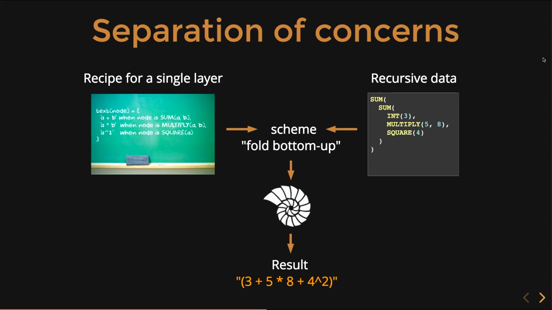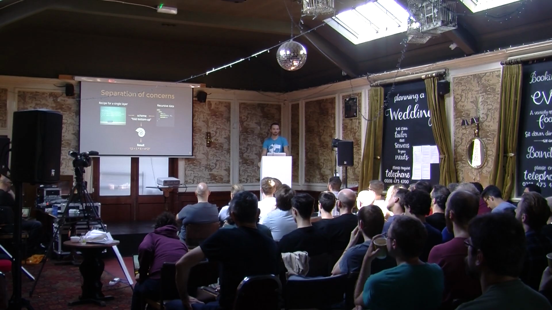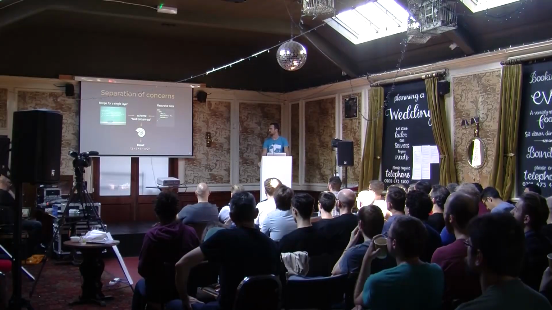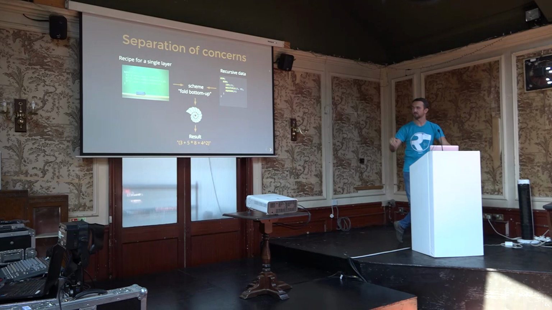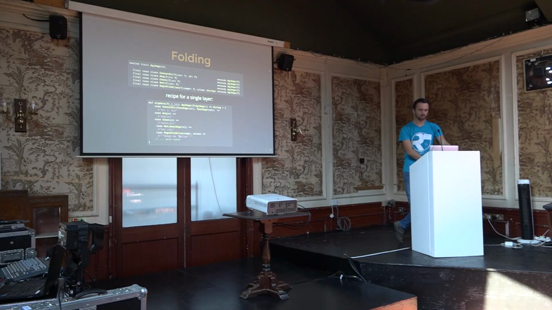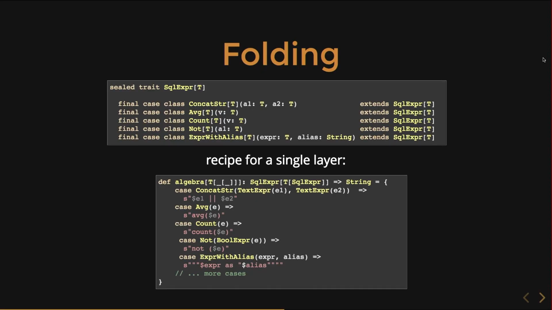And what I would like to show you today are some tools to avoid writing this middle part, the scheme itself, because it's something that can be generalized, extracted, and available as a library. So here's an example of folding bottom up. We have our DSL, which is a SQL expression, let's say. A few examples extracted, maybe string concatenation, average, count, negation.